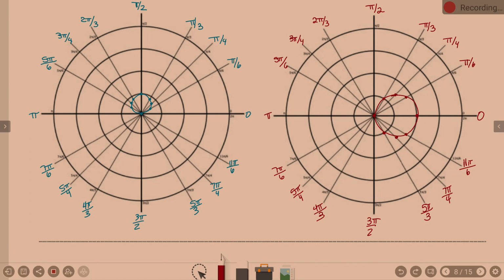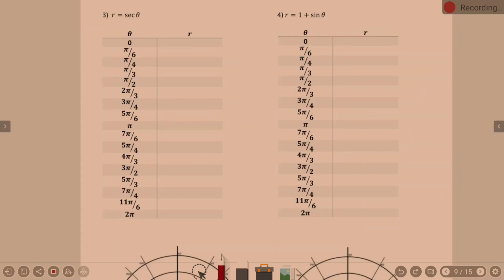Okay. Ready for number 3? What's the trick on number 3? We now are doing secant. Because there's part of me that says we've done 2 examples. That's plenty, yes? But secant. Okay?